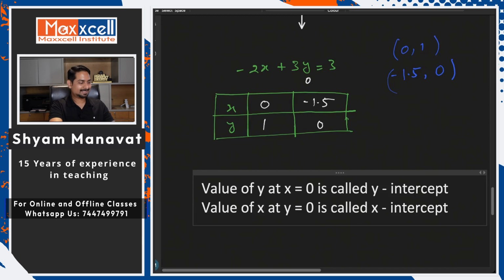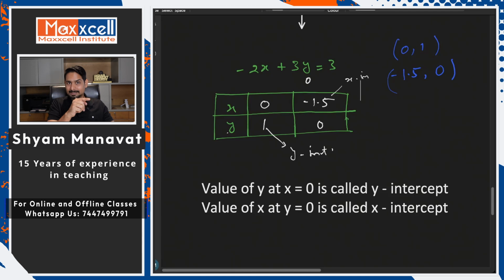So if you look at this, what did we do here? For x equal to 0, we got y equal to 1. So this can also be called the y-intercept, right? And for y equal to 0, you got x equal to minus 1.5. This can be called the x-intercept. It has nothing to do with drawing the graph, but you need to know these terms. Very important. Noted? Okay. So I hope you got a good revision and understanding of how to draw the graph of a linear equation on the xy plane.